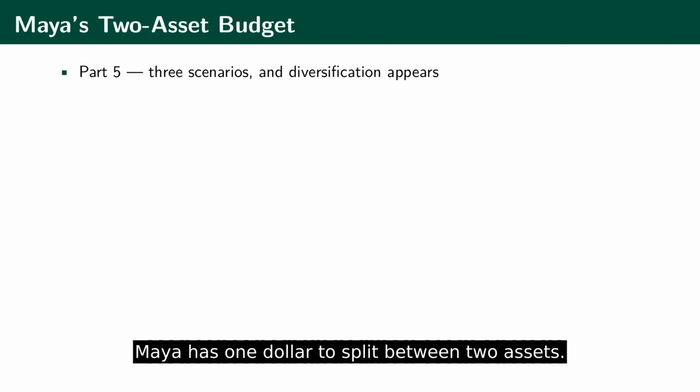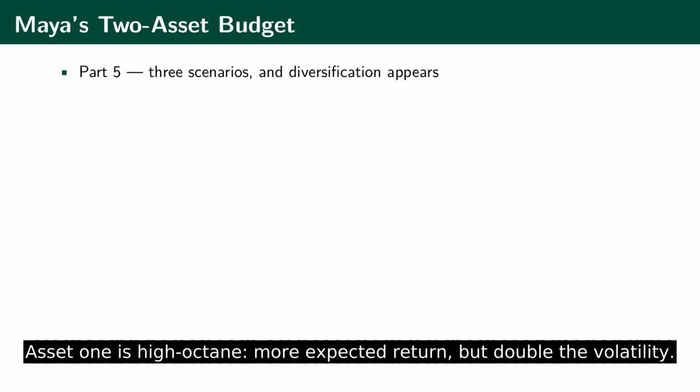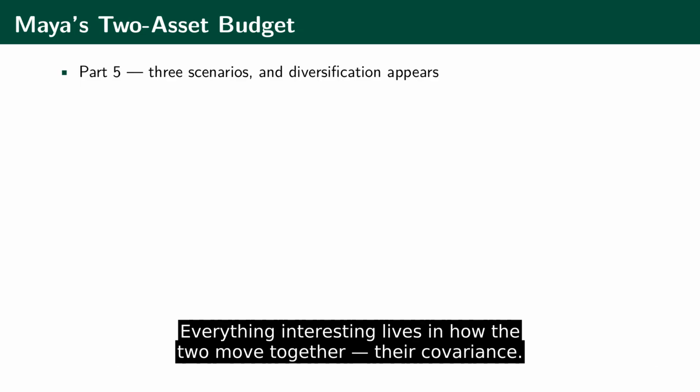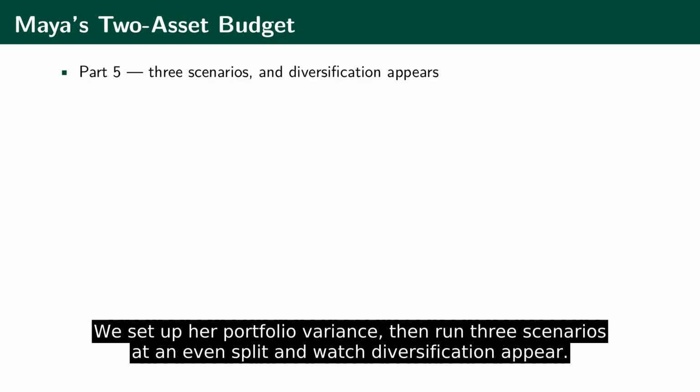Maya has $1 to split between two assets. Asset 1 is high octane, more expected return, but double the volatility. Everything interesting lives in how the two move together, their covariance. We set up her portfolio variance, then run 3 scenarios at an even split and watch diversification appear.